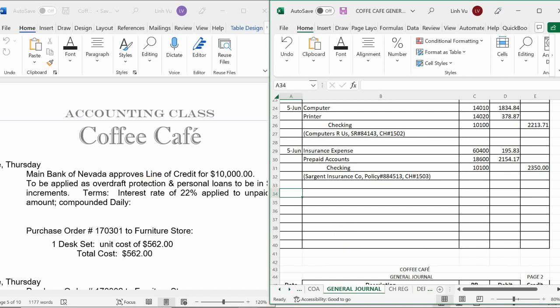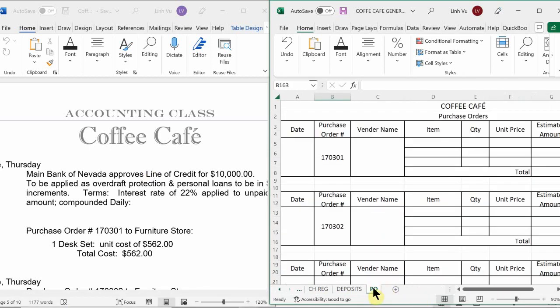So in this case, we need to keep track of everything that we order just so we can have an idea, okay, this is what I ordered. We should be expecting this, and when should we expect it, right? So in this case, today is the 6th of June, right? It's Thursday. Purchase order number 17301. Okay, who did we request to purchase from? From a Furniture Store. So we are requesting from Furniture Store.